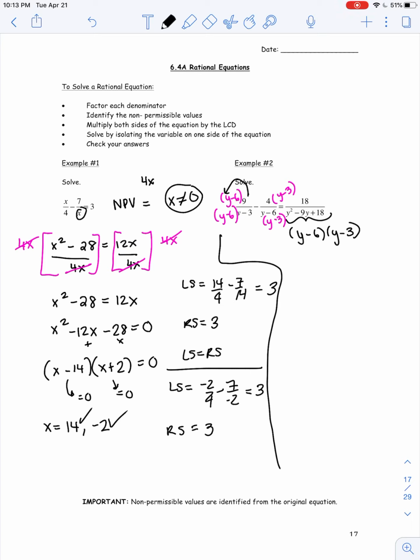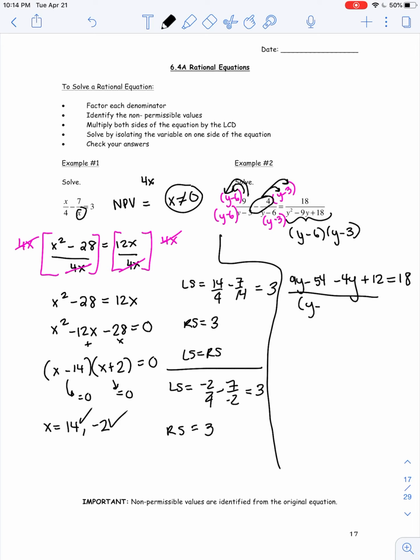So then you're going to distribute that 9 into the bracket. So you're only going to do that to the top. So you're going to have 9y minus 54. And then you're going to have to distribute the negative 4 into the brackets. Negative 4y, and you're going to distribute the negative 4 as well to the negative 3, which means positive 12. And that's equal to 18, because we didn't have to do anything to the right side of the equation because it had both factors.